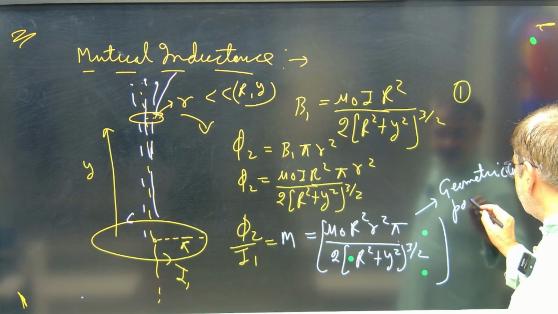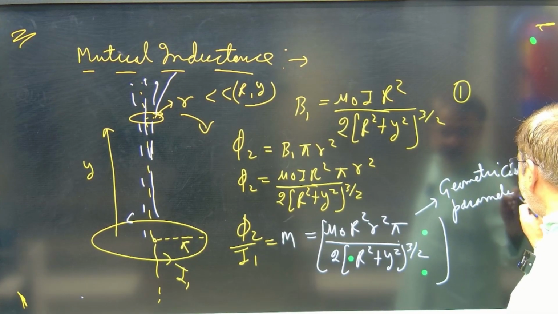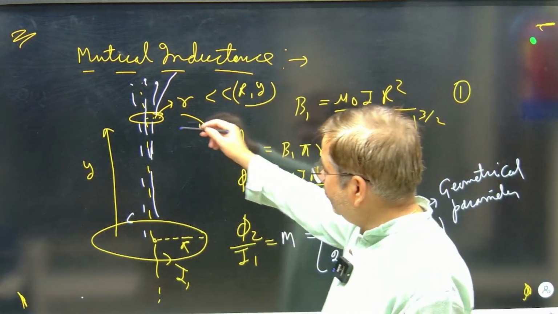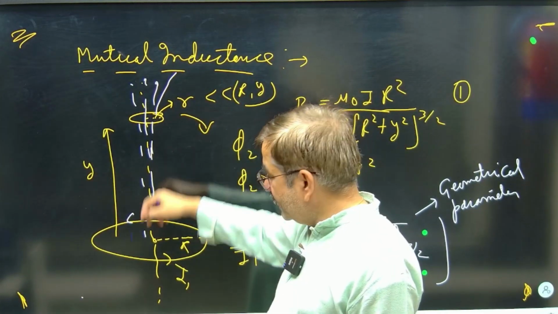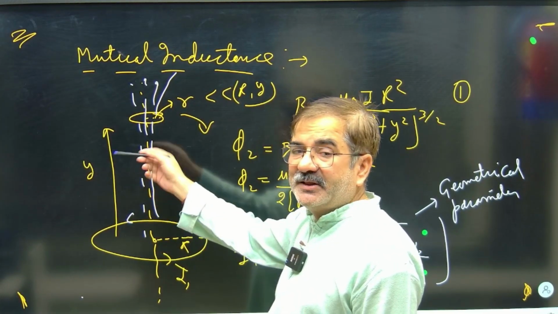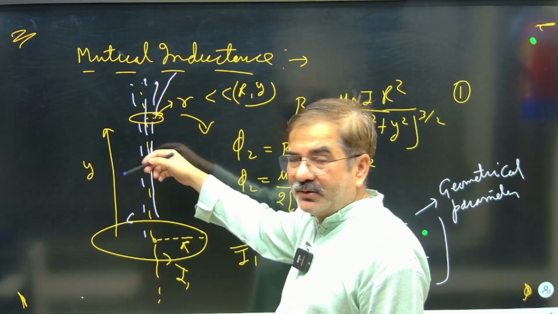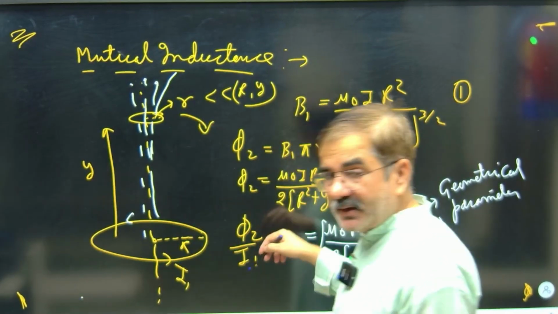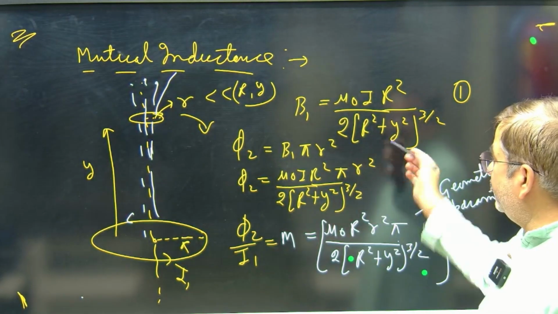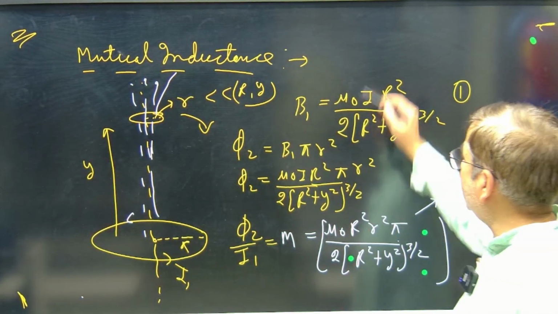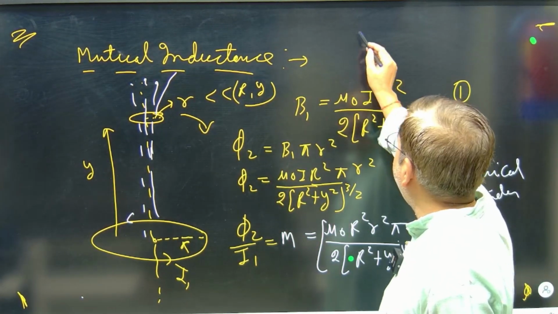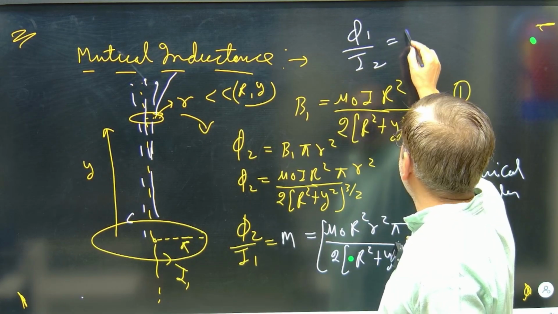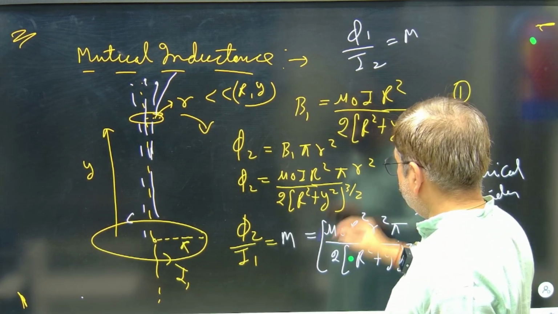Correct? What next can we see? Vice versa could also have been done. It means if the current is here, we have to find the field here. But mathematically that is tough and we cannot see all the values and properly integrate. But this was the easier one. Either of the two will give the value of mutual inductance. Meaning, had you been able to find phi 1 by I2, this would also give the mutual inductance. Correct? So both are correct.